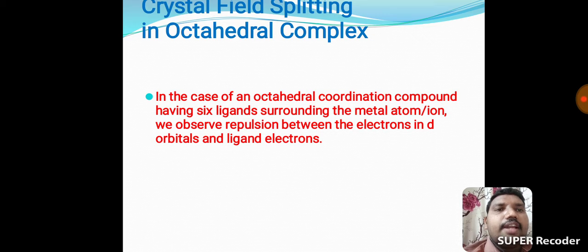In the case of an octahedral coordination compound having 6 ligands surrounding the metal atom or ion, we observe repulsion between the electrons in d orbitals and ligand electrons. In octahedral complex, we have 6 ligands attached with central metal atom or ion. Between the central metal ion and the ligands, there are electrostatic attraction forces.